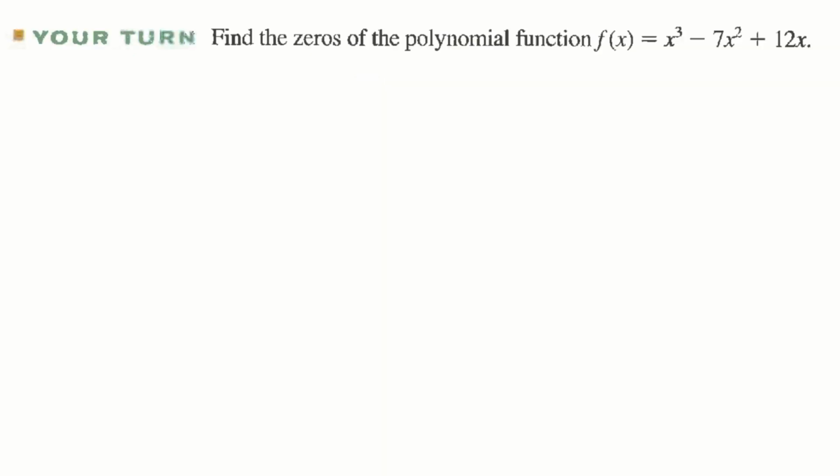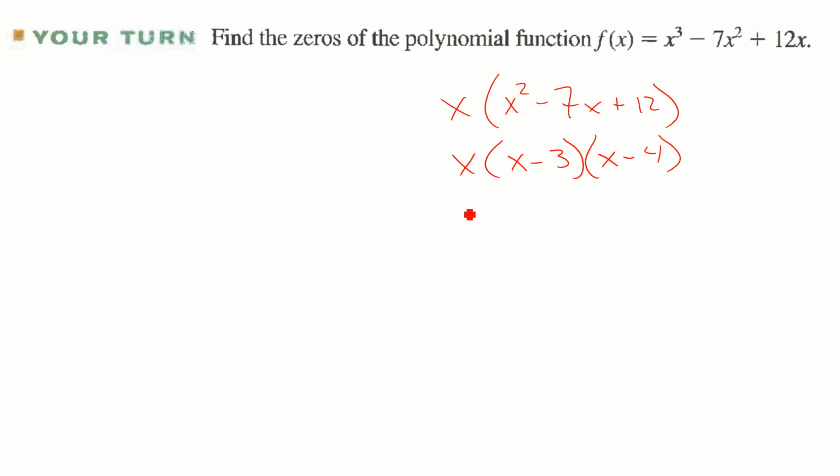Your turn. See if you can do it. All right, factor out that x. We're left with x squared minus 7x plus 12. And that factors again to x minus 3 and x minus 4. So what are our zeros? Say x equals 0, 3, and 4.